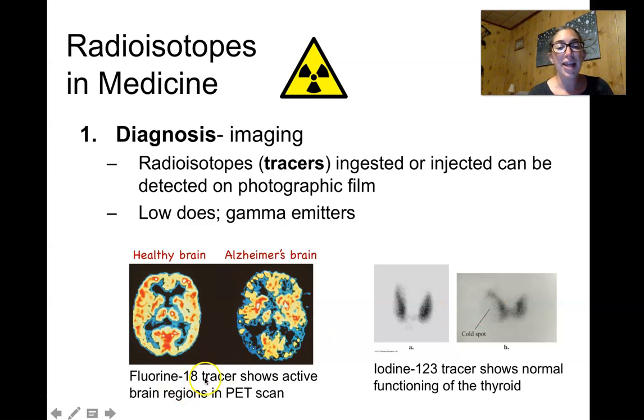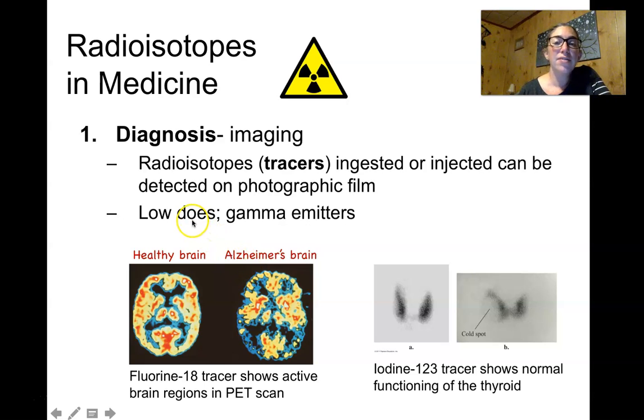Another one is fluorine-18, which can localize to really metabolically active areas of the brain and can be used in PET scans, positron emission technology. So this is a cool way to see the brain in action, like live action. So this is a healthy brain, and you can see lots of hot areas. The red and yellow areas are very active, whereas in an Alzheimer's brain, a lot of those areas have become cold spots, blue or black. They're not as active.